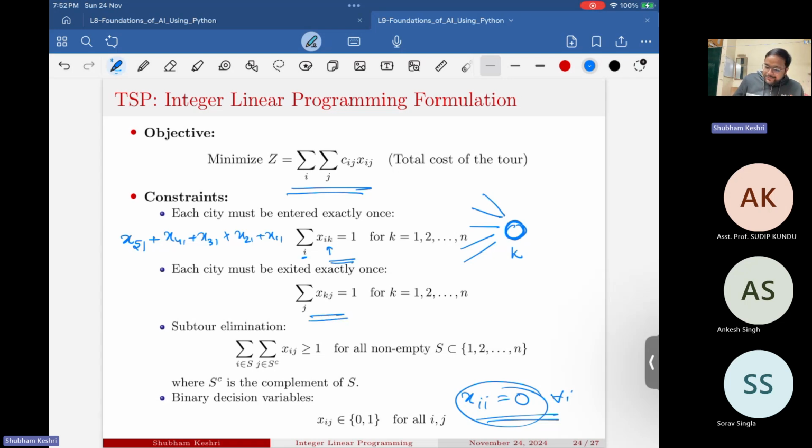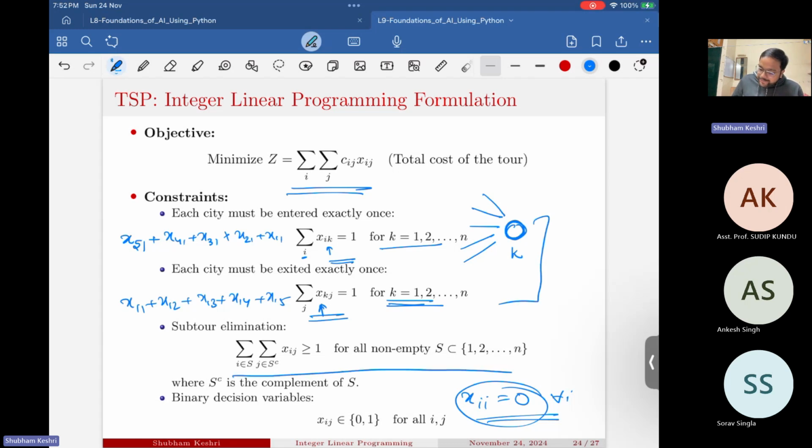Similarly, this is the exit constraints. So over here we are fixing k, and then we are saying whatever goes out. So for example, x11 plus x12 plus x13 plus x14 plus x15 has to be 1. And you see, for all k we are doing. So first we are doing it for 1, then for 2, then for 3. So for all the nodes we are doing, entry has to be 1 and exit has to be 1. So these are flow balance constraints.